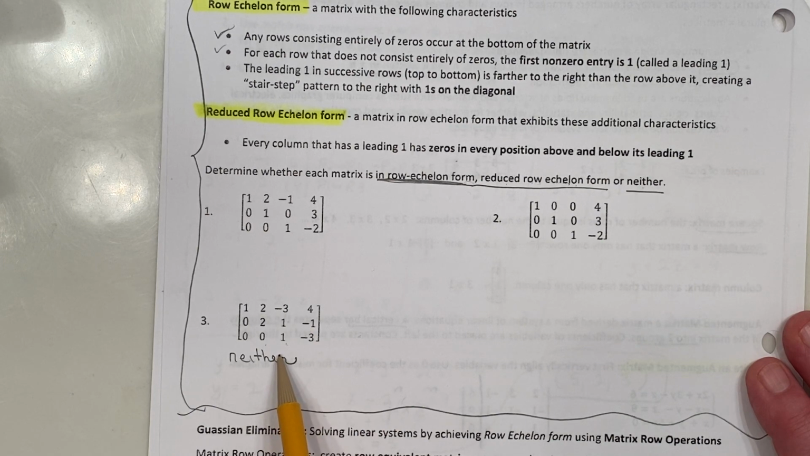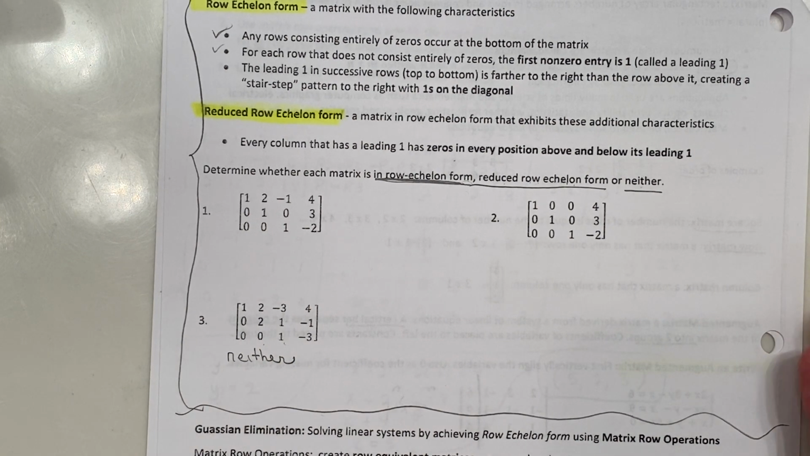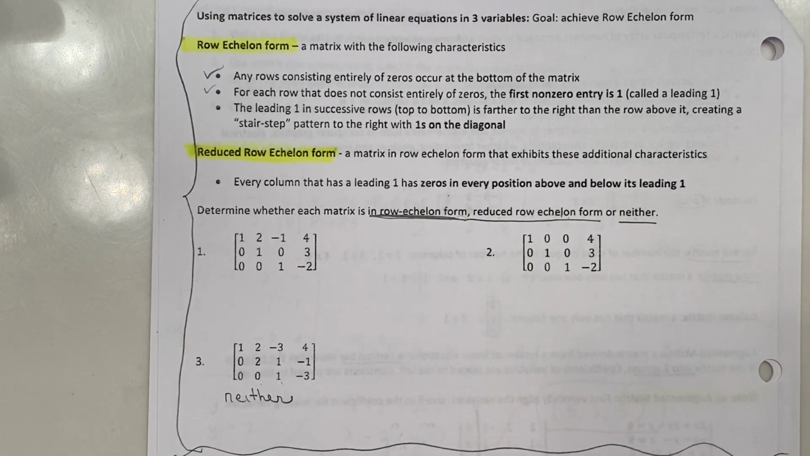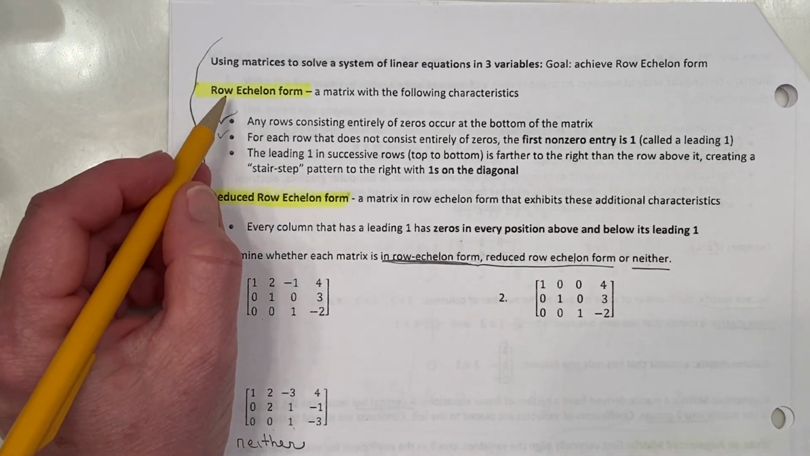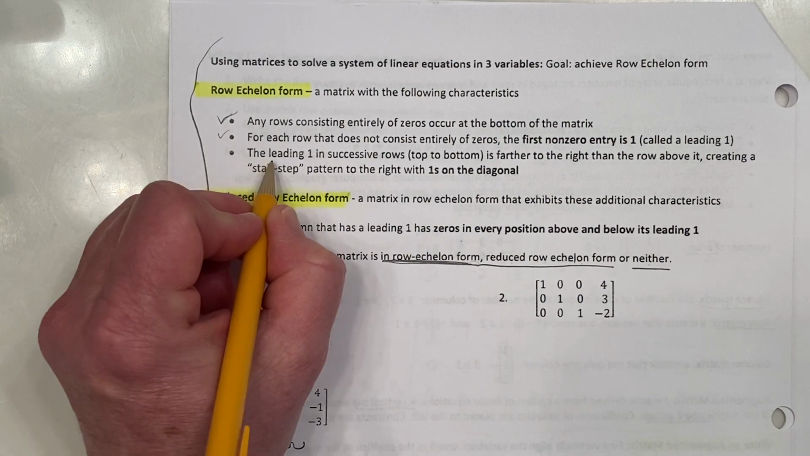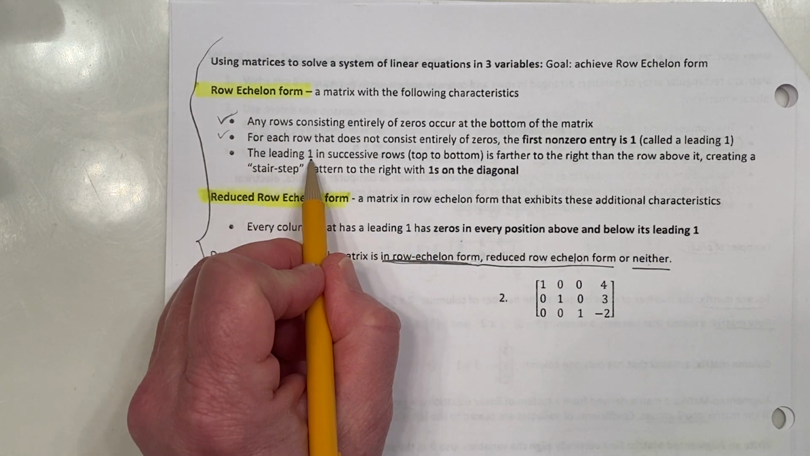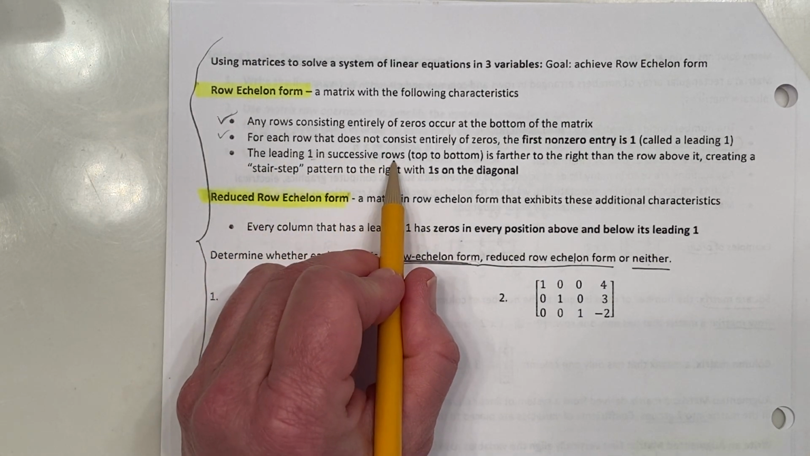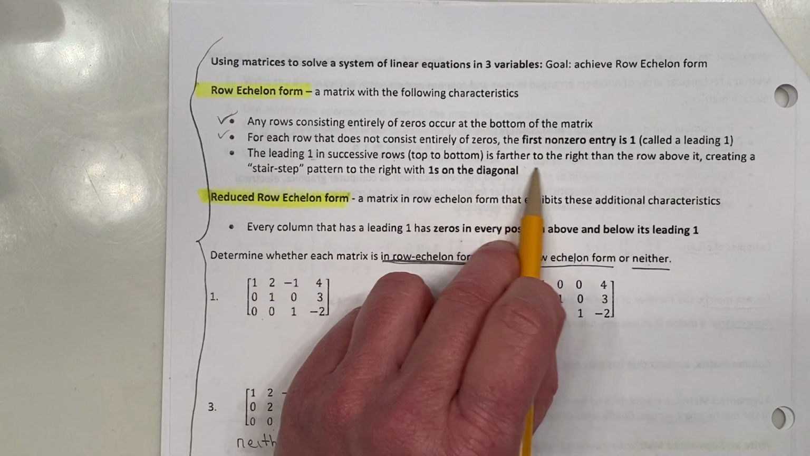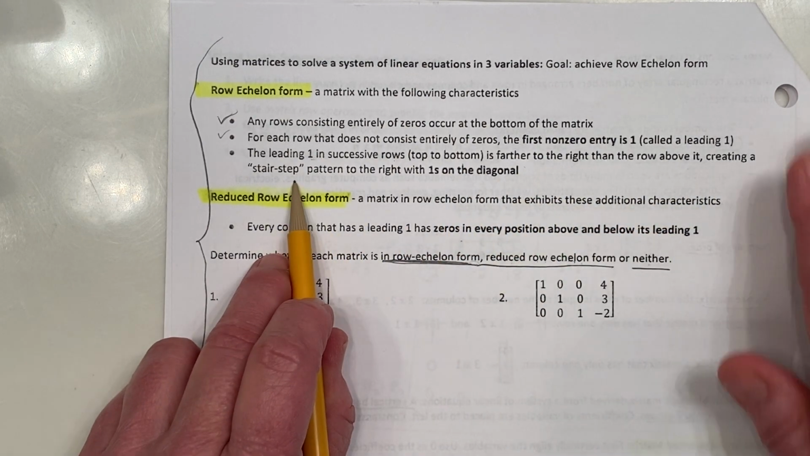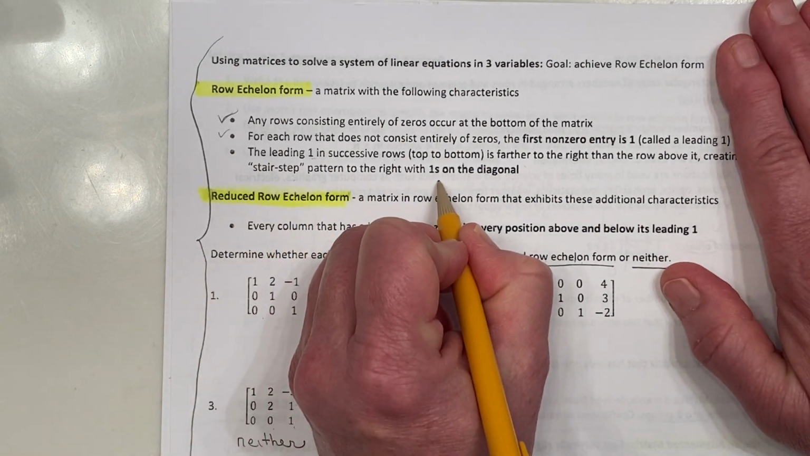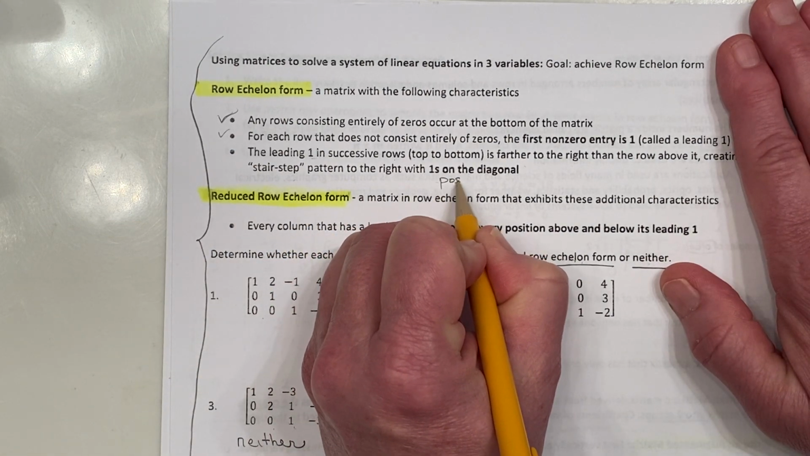That was a lot of information. So if it went past you, you might want to rewind and think about what was said again. Let's go to examples 1 and 2 again. Let's go back up here to more requirements for row echelon form. Now it says the leading 1 in successive rows from top to bottom is farther to the right than the row above it, creating a stair-step pattern to the right with 1s possibly on a diagonal.